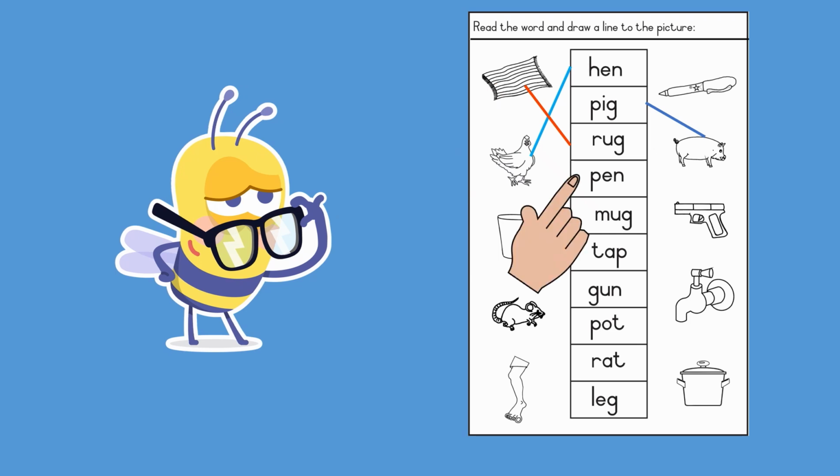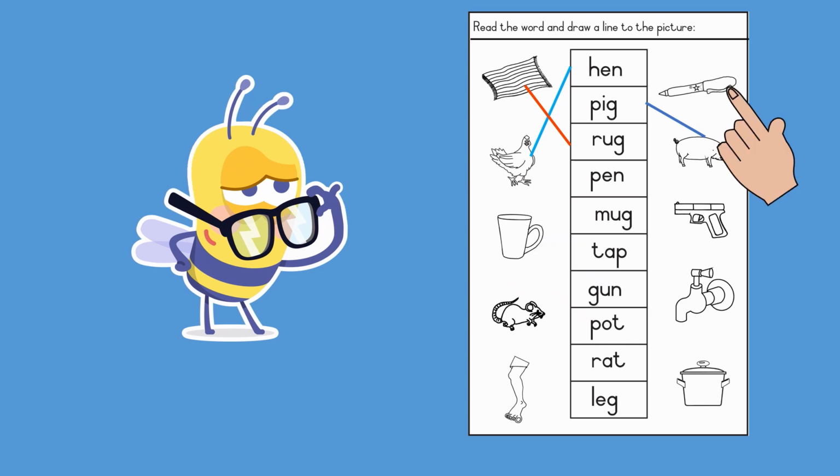Let's go to the next word. What is this word? Yes, pen. Pen. Did you find the picture pen? And draw a line from the word pen to the picture pen. See if you did it correctly.